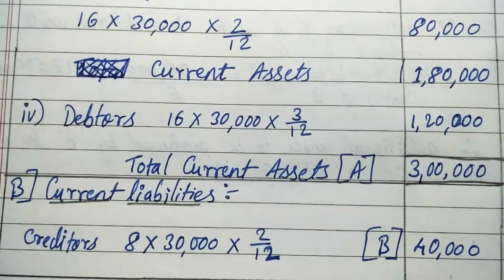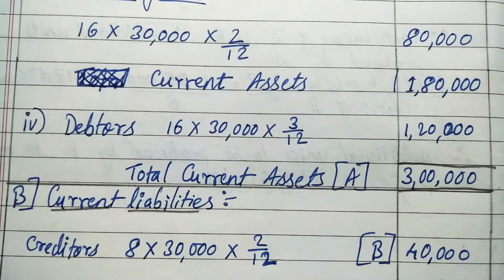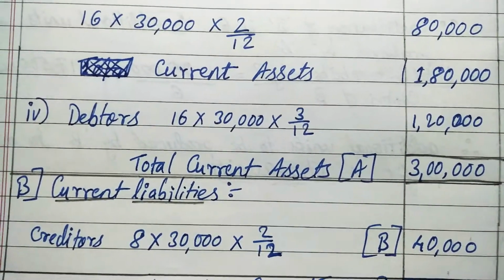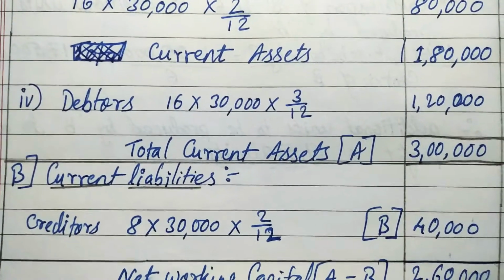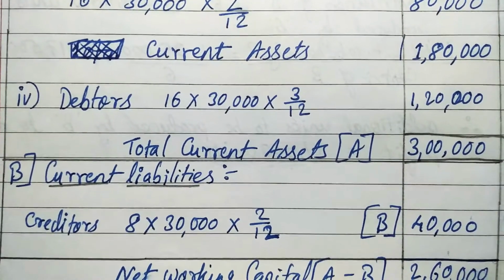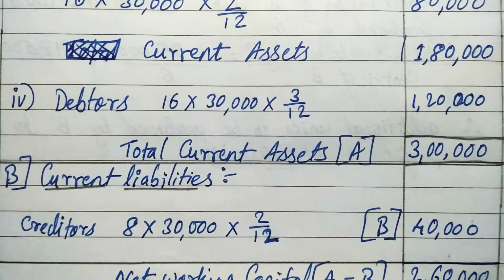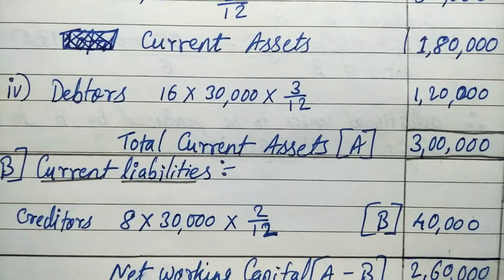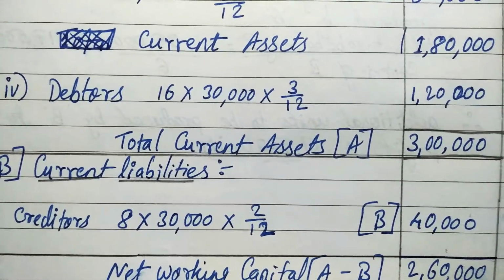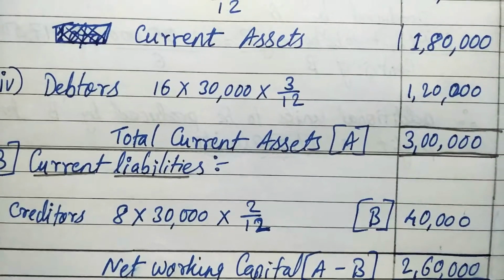Now we'll have to calculate the current liabilities. In this case, only one element is given in the current liabilities, and that is your raw materials. The credit allowed to your suppliers is 2 months. So you'll multiply the value of materials, that is 8 rupees multiplied by 30,000 units multiplied by 2 months, that is 2 upon 12. You get that as 40,000 rupees. So the total of current liabilities is only 40,000 rupees.